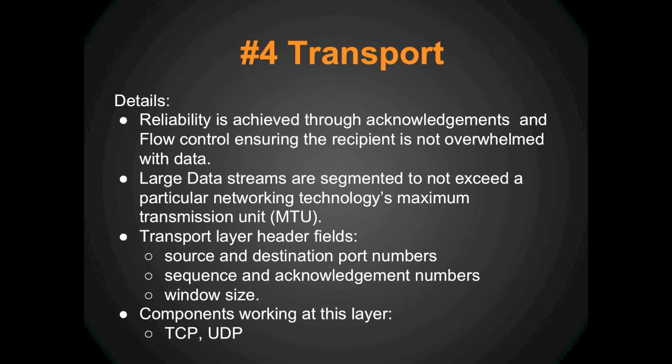Transport layer header fields include source and destination port numbers, sequence and acknowledgement numbers, and window size. Components working at this layer are transmission control protocol and user datagram protocol.